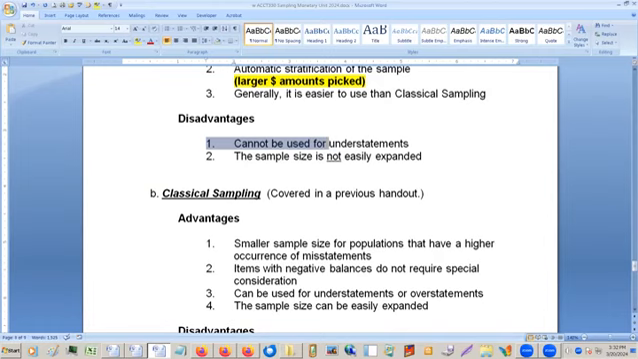Okay, disadvantages. Cannot be used for understatement. This is the big problem with it. If you think there's an understatement, you can't use this method. This method ignores them. It doesn't even count them at all as a misstatement.